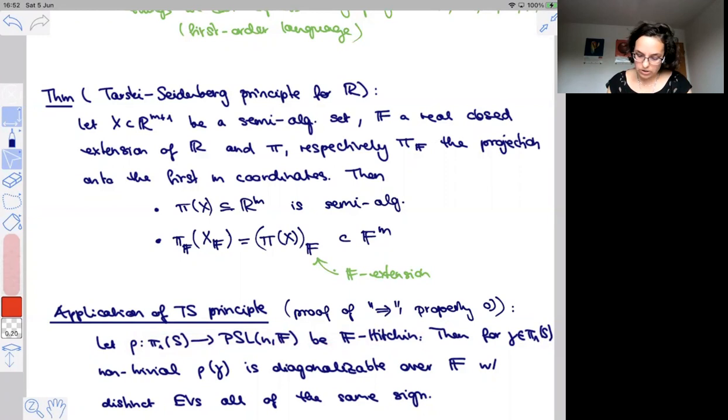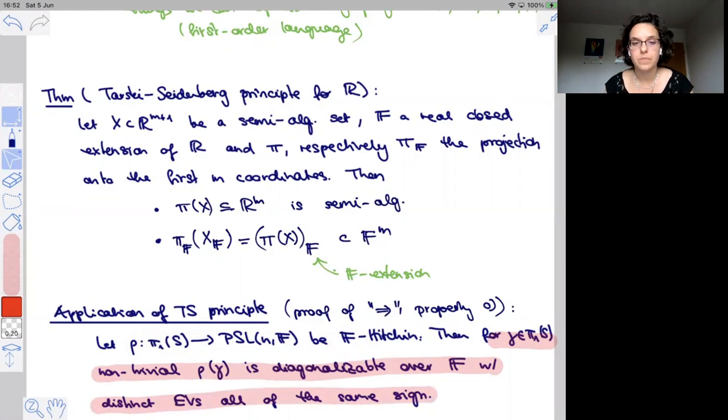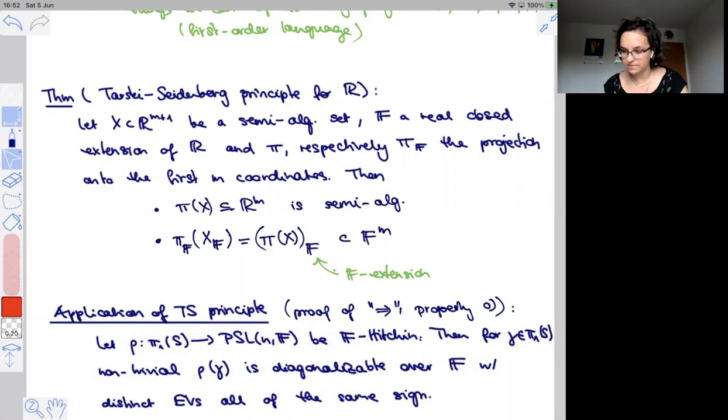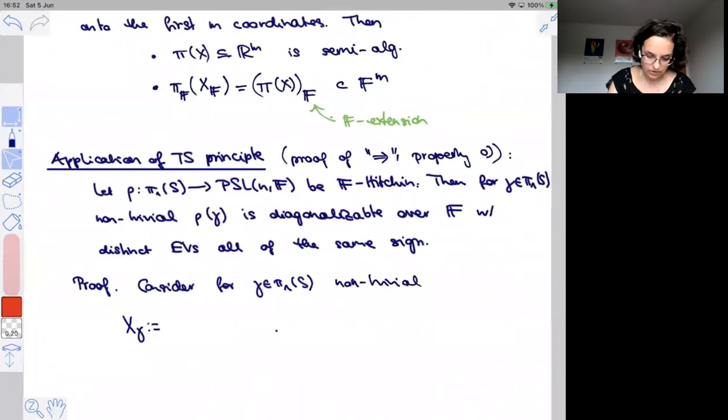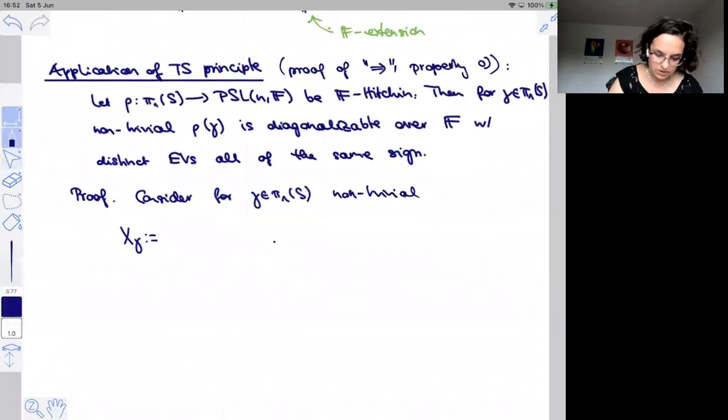For a non-trivial element gamma in the fundamental group, rho of gamma is diagonalizable over F, and all the eigenvalues are distinct and of the same sign. So how can we conclude this using the Tarski-Seidenberg principle? Proof. We consider, for a non-trivial element gamma in the fundamental group of S, a certain semi-algebraic set, which I call X gamma.